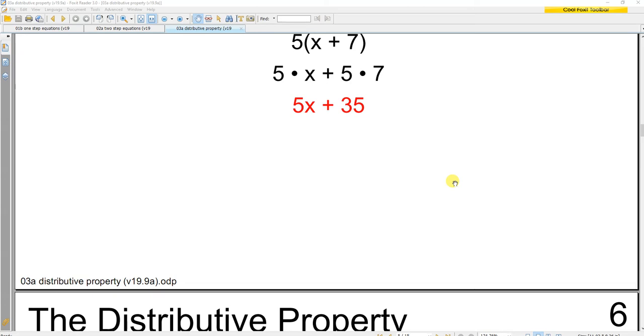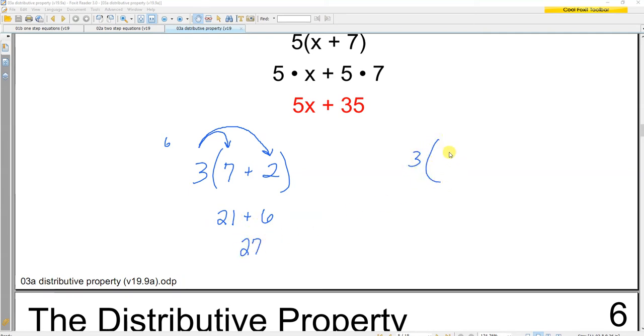Mr. Barr, I don't believe you. You're just making the math up as you go along. Not true. But here we go. So imagine that I have 3 times (7 plus 2), okay? Distribution would say this. Jump over. 3 times 7 is 21. 3 times 2 is 6. 21 plus 6 is 27.